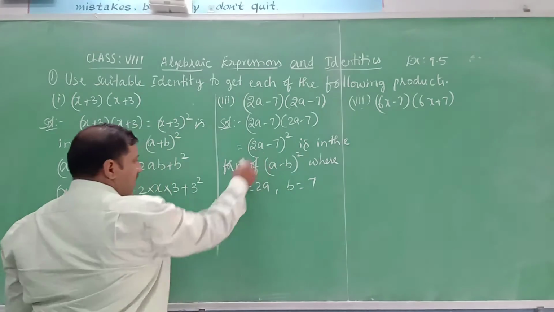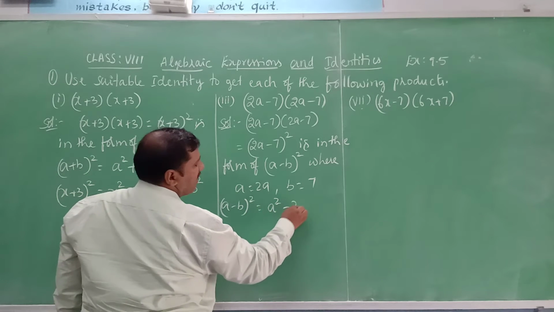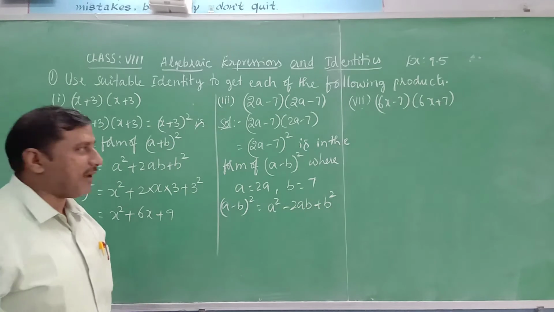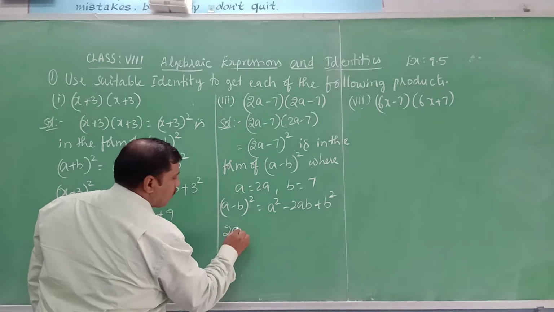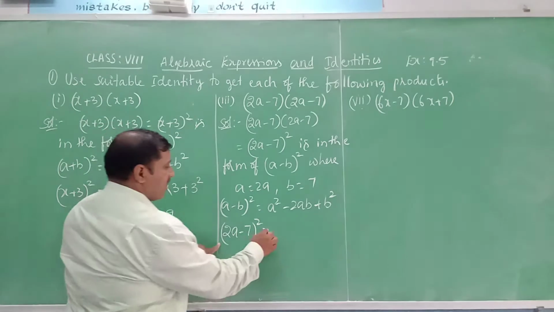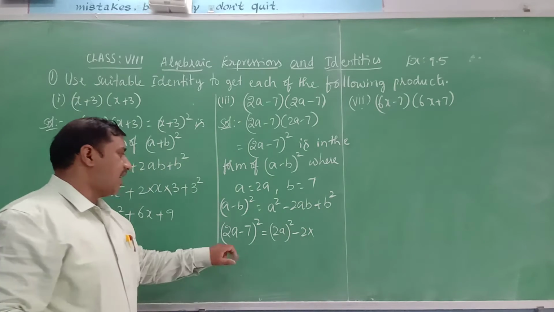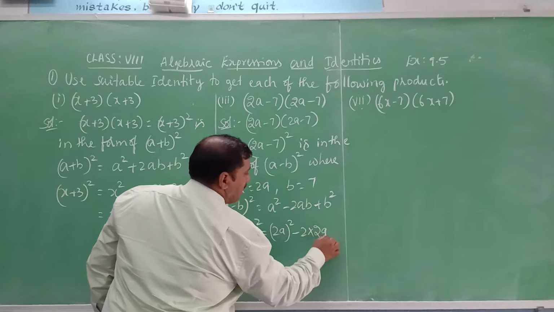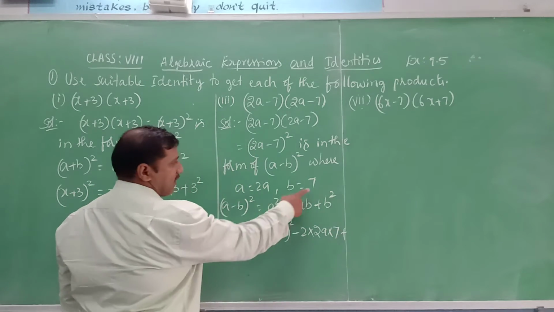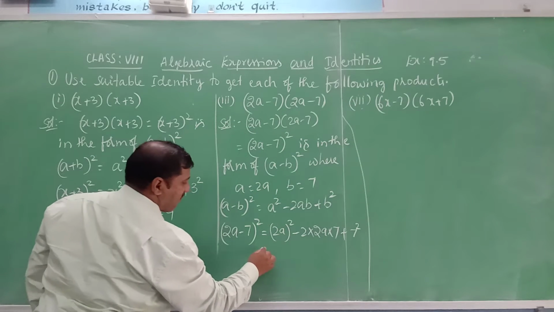Now what is that identity? (A minus b) whole square is equal to a square minus 2ab plus b square. Now (2a minus 7) whole square is equal to a square, meaning (2a) whole square, minus 2 into a into b, where a is 2a and b is 7, plus b square, where b is equal to 7, that is 7 square. Now simplify here.